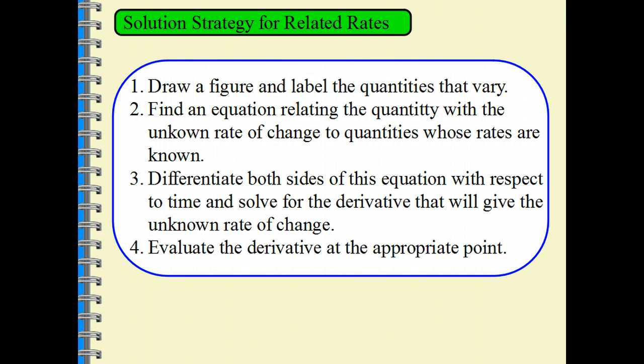And then you're going to find an equation that relates the quantity with the unknown rate of change to the quantities whose rates are known. So we need some type of equation that we can use to relate all of our known and unknown quantities. And then we're going to differentiate both sides of the equation with respect to time, because these are related rates. All of them are going to have some time component in them, and that'll give us the unknown rate of change somewhere. We're going to typically differentiate implicitly, so the rate of change might not pop out and give us an explicit equation, but we can use our algebra skills to find that explicit equation and then evaluate the derivative at the appropriate point. So let's look at an example using this 4-step strategy.